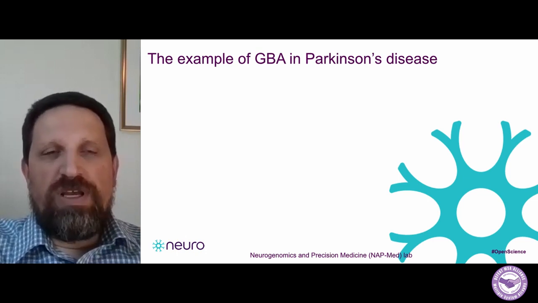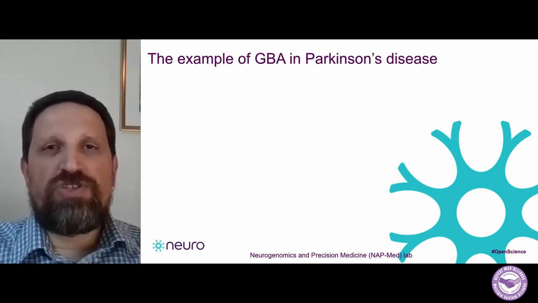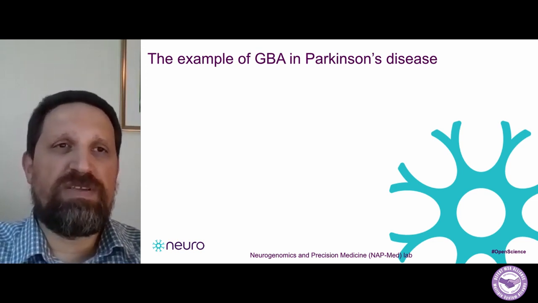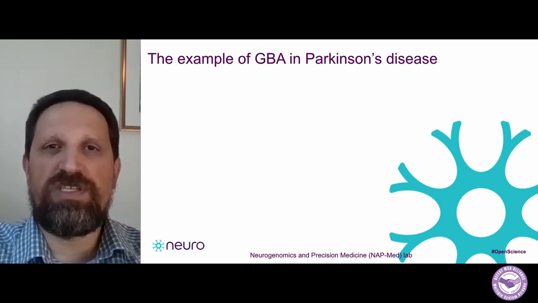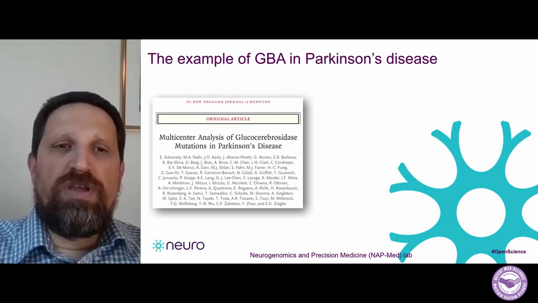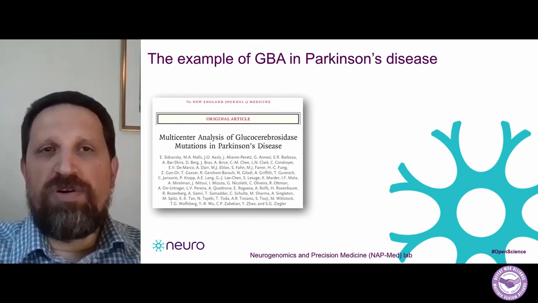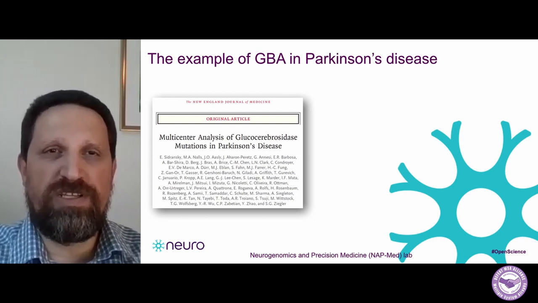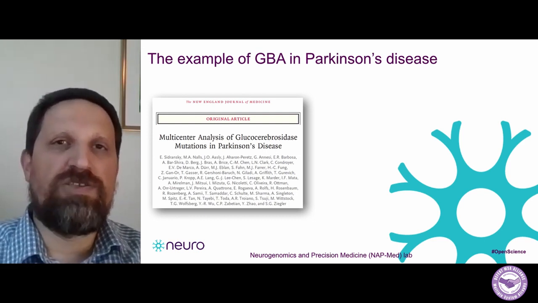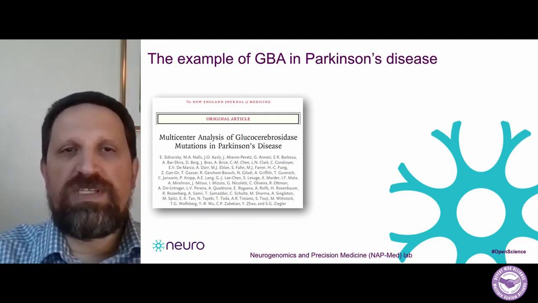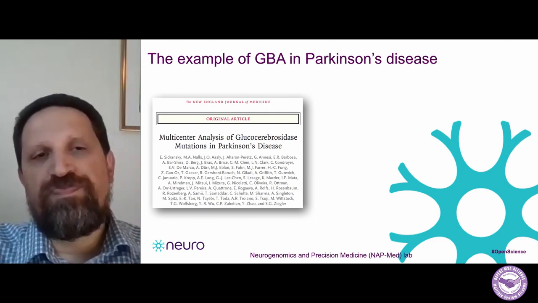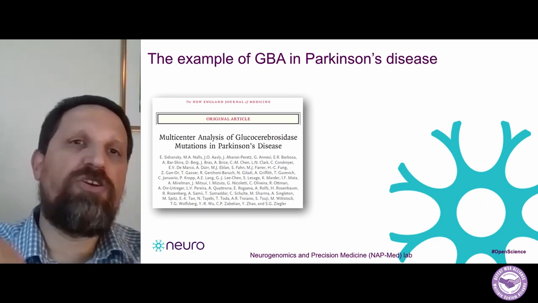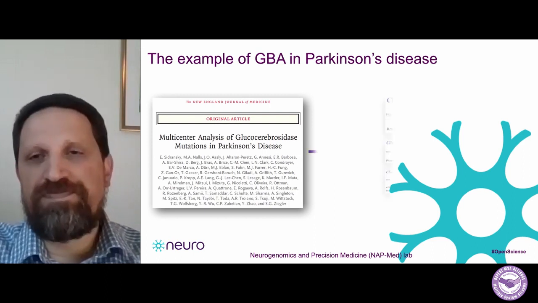To give you an example of how genetics contributed to the understanding of a disease and to potential treatment, I think the best example that we currently have in Parkinson's disease is GBA. So in 2004, this paper on GBA was published. Until then, it was not clear whether mutations in this gene are associated with Parkinson's disease or if they lead to Parkinson's disease. But this paper basically showed it very clearly that individuals with GBA mutations have a higher tendency to develop Parkinson's disease.